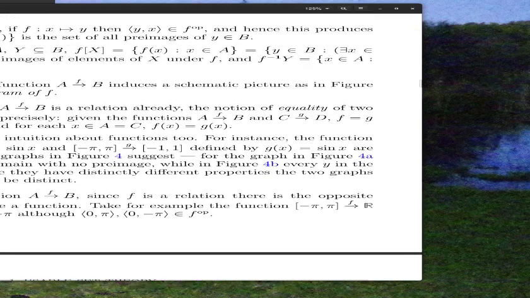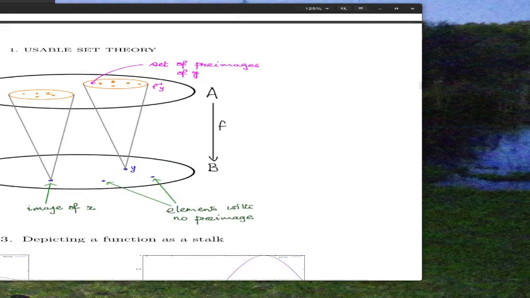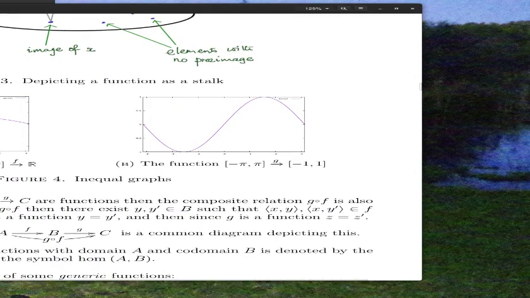So functions are equal. Every function comes with three pieces of information. One is its domain, the second is its codomain, and the third is the rule. The rule is actually the graph. This graph is the rule because these are the points of the type x, f(x), right? So the graph, what you draw, is the rule. Okay.